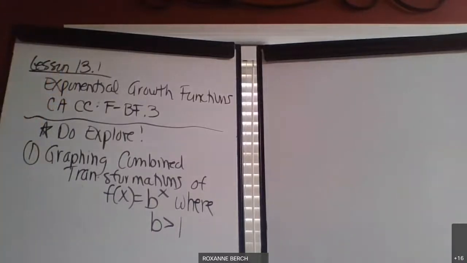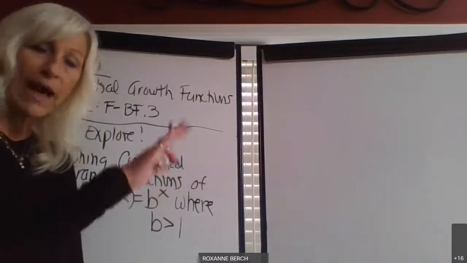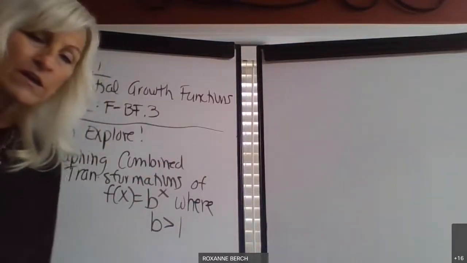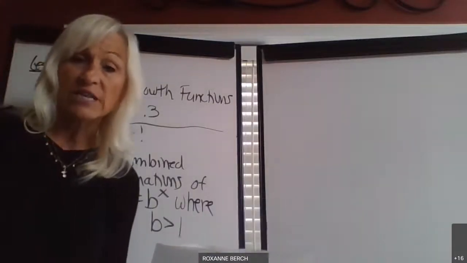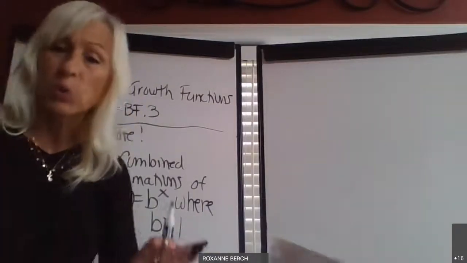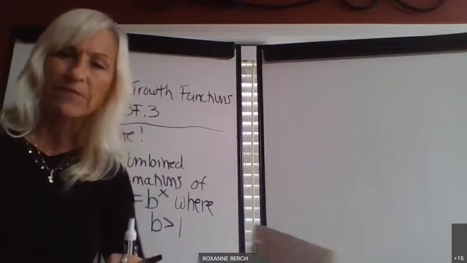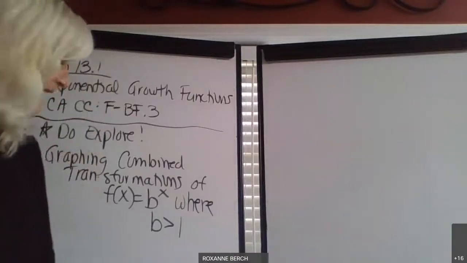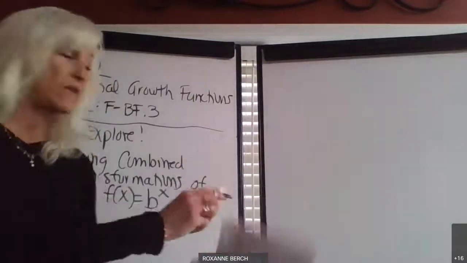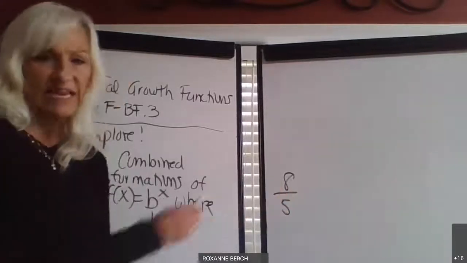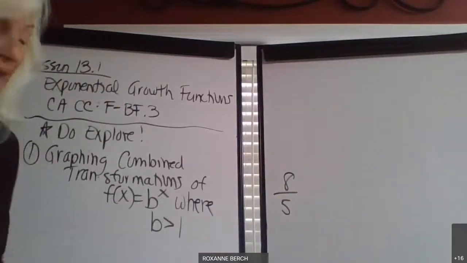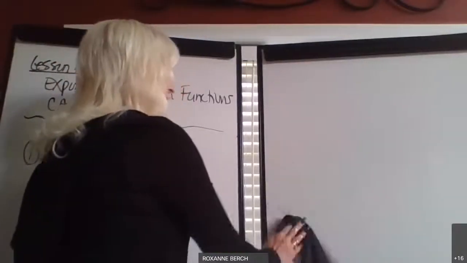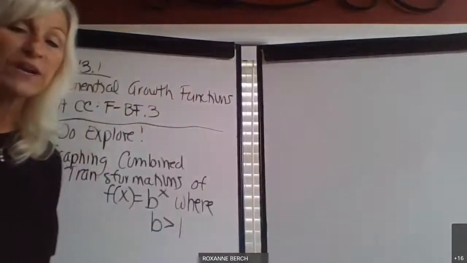So exponential growth, I'm going to show you in a minute, it goes up, and the base of the parent has to be greater than 1. In the next lesson, when I talk about exponential decay, this B is going to be between 0 and 1. In other words, it's going to be a proper fraction. So the graph is going to fall. I'll say it again. Anything greater than 1 is going to be exponential growth. Even if it's an improper fraction like 8/5, that's exponential growth. Anything that's between 0 and 1, like 1/2, 7/8, 2/3, that's going to be exponential decay.